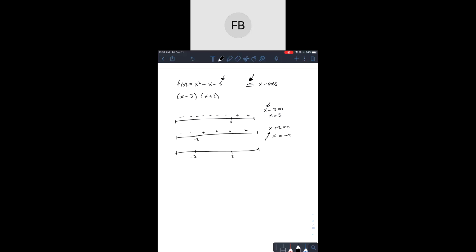And then from here, you're just going to add them up. So a positive and positive are going to give you positives. Negatives and positives are going to give you negatives. Negatives and negatives are going to give you positives. So you're just adding them up in these columns.